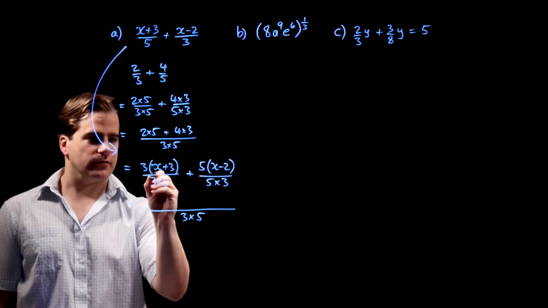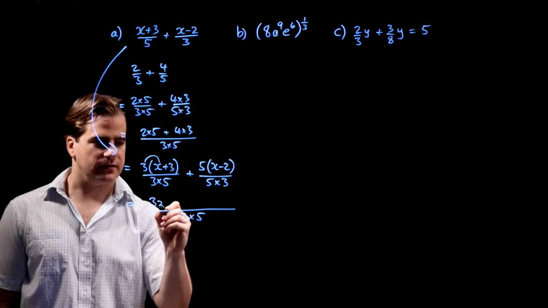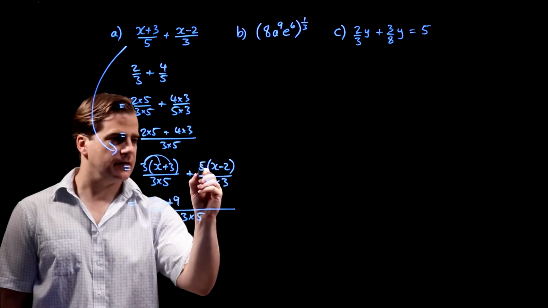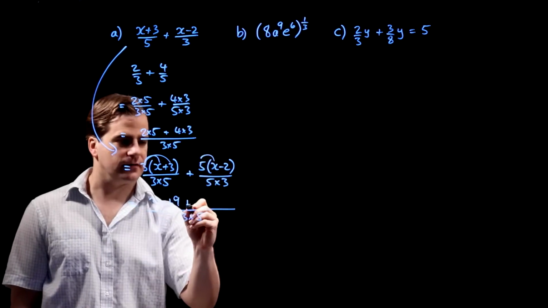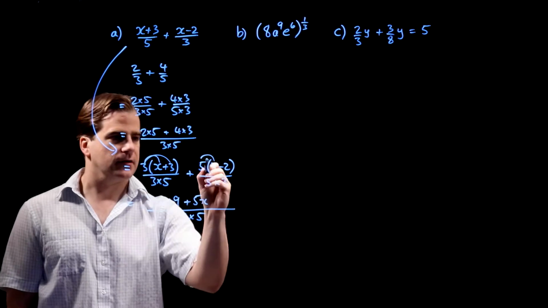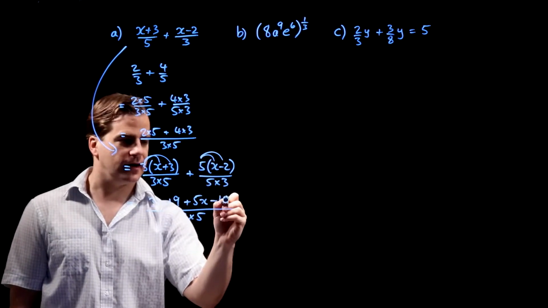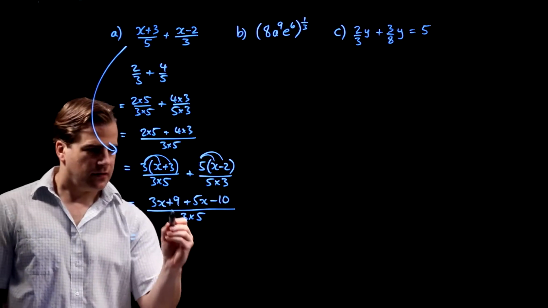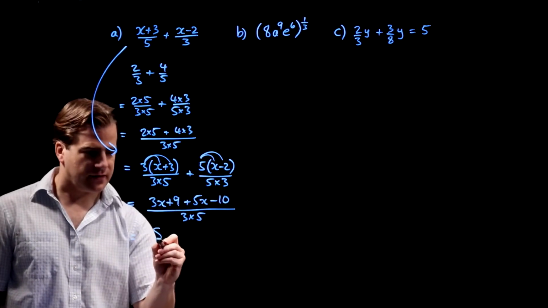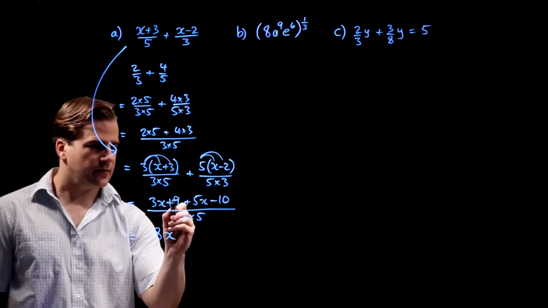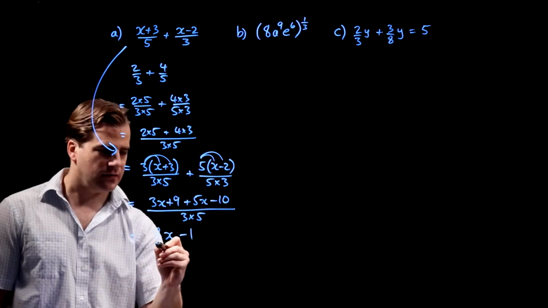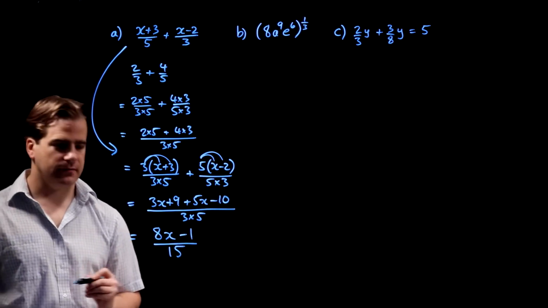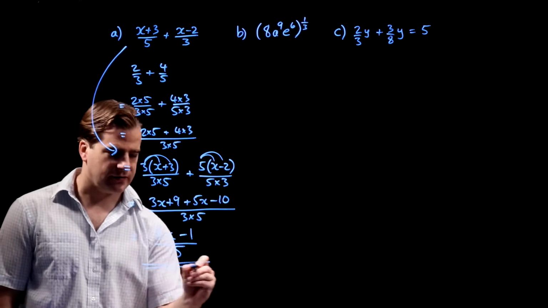So on the top we've got 3 times x is 3x. 3 times 3 is 9. Plus 5 times x is 5x. 5 times minus 2 is minus 10. So that becomes 3x plus 5x is 8x, plus 9 minus 10 is minus 1. All over 3 times 5 is 15. And that's it. Single fraction in its simplest form.